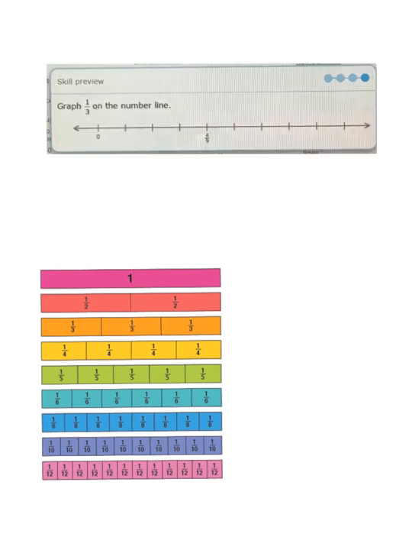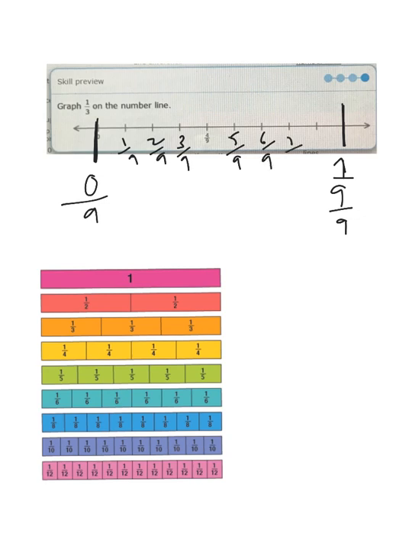In this example, it's asking me to graph 1/3 on the number line. So it's been split into 9 pieces. It wants me to do thirds. Just going to make it more visual. There's the 0, so 0/9. Here is the 1 whole, which is also the same as 9/9. I'm just going to fill in here. 1/9, 2/9, 3/9, 4/9, 5/9, 6/9, 7/9, 8/9.